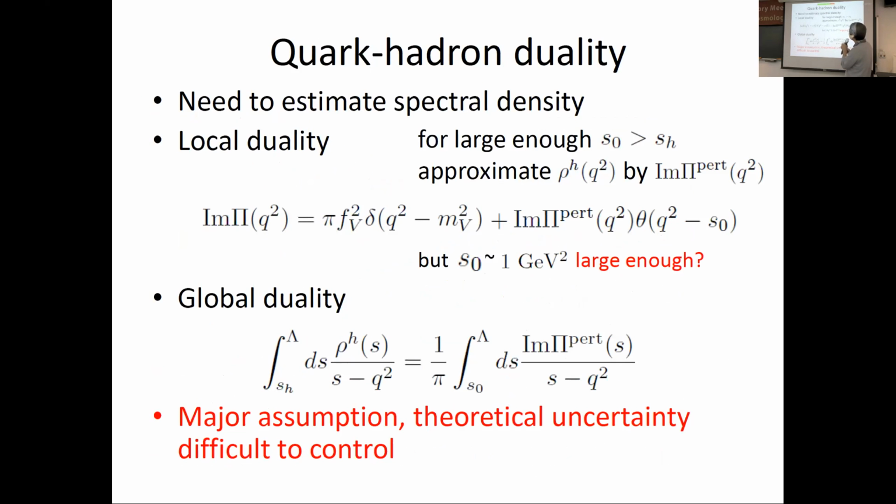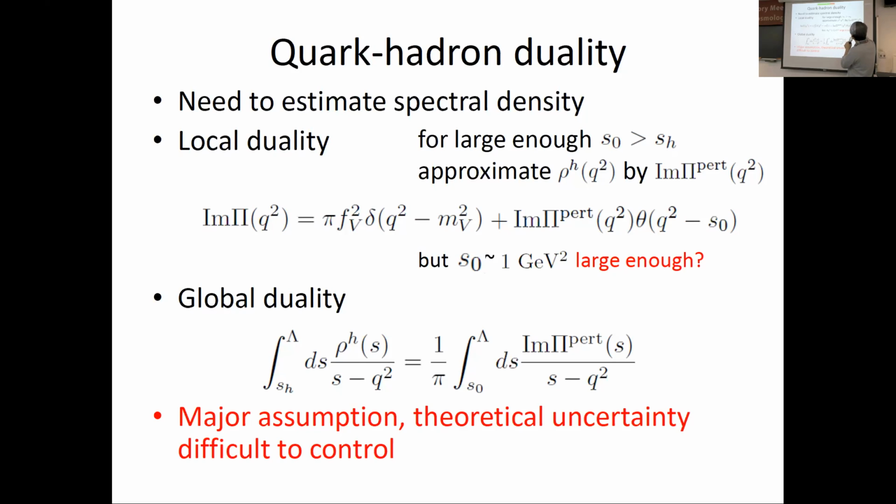Now, what's the quark-hadron duality? Because we want to calculate the decay constant, but we don't know the spectral density from the continuum. So how can we do it? Usually people assume the so-called quark-hadron duality. It means that we just assume this spectral density is equal to the perturbative one. Very strong assumption. Certainly we don't know above which scale this rho_h will begin to equal the perturbative one. So people parameterize this scale, called s_0. It's called the duality interval.